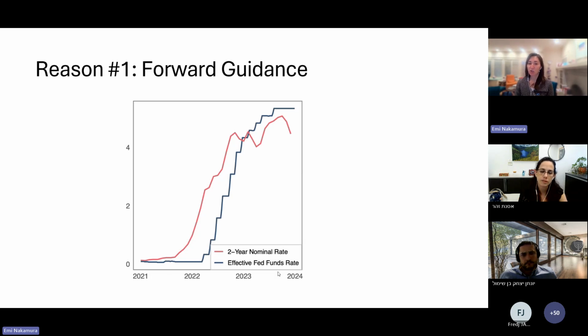And the figure on the right-hand side shows how important this was during COVID. This is the US Fed funds rate and the 2-year nominal rate. And what you see is that long before the Fed funds rate started to rise, and when it started to rise, it rose very, very rapidly, the 2-year nominal rate in the United States had already started to rise quite rapidly. And this was when the Fed started talking about the fact that it was going to start raising interest rates in the future. So in other words, the early phases of the Fed's reaction to the COVID inflation surge involved a tremendous amount of forward guidance.